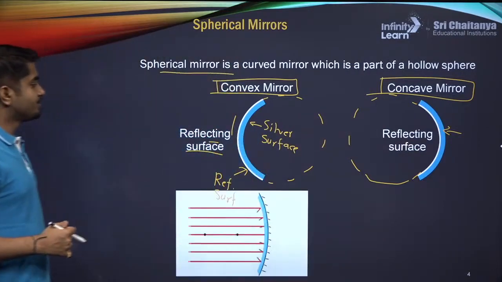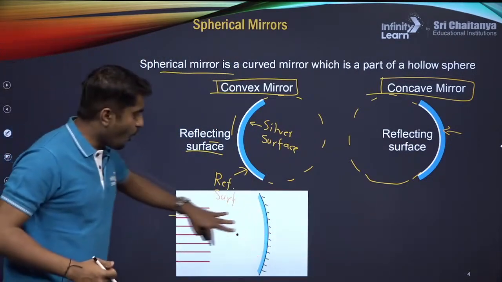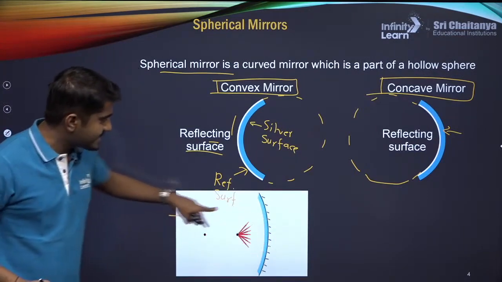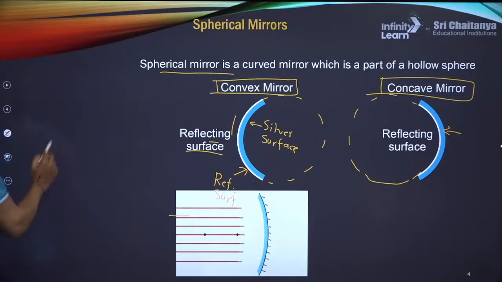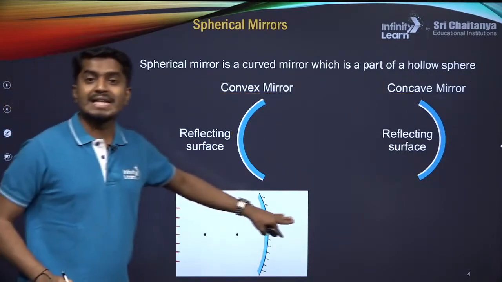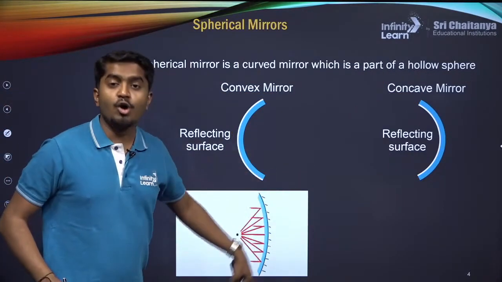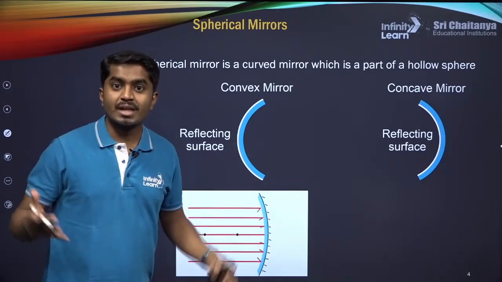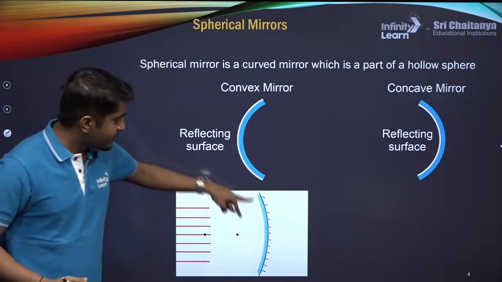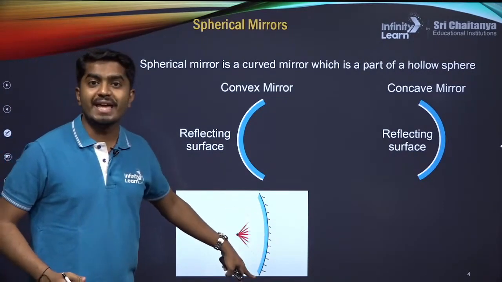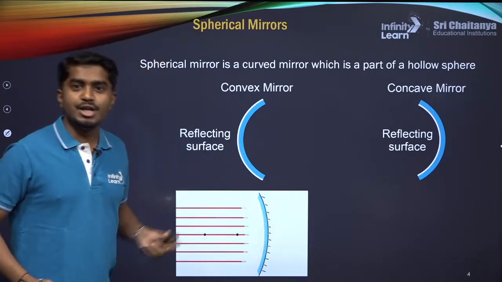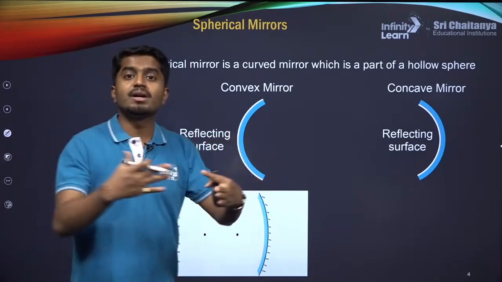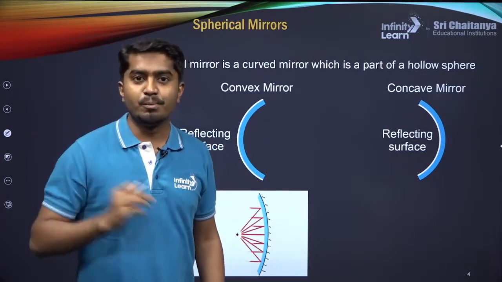Now you see these rays, they are parallel to each other. When all the rays parallel to each other fall onto this mirror, what will happen? They all converge. Which type of mirror is this? This is a concave mirror. If they fall onto a concave mirror, they converge. Converge means all of them come and meet at one point.